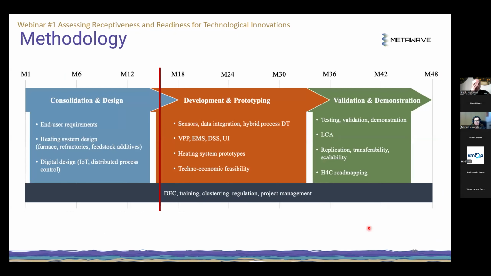So finally, just briefly the methodology. So as I mentioned, it's a 4 years project.